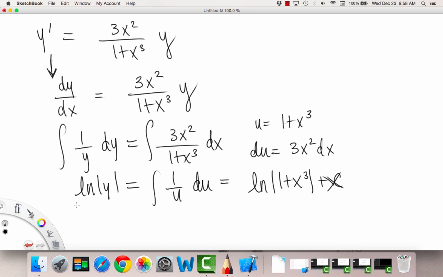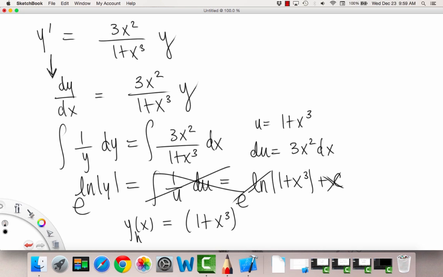So now we're going to solve for y, and we just ignore this middle step. We exponentiate both sides, so we get y of x, the homogeneous solution, is equal to, and these cancel out, so we just get 1 plus x cubed.